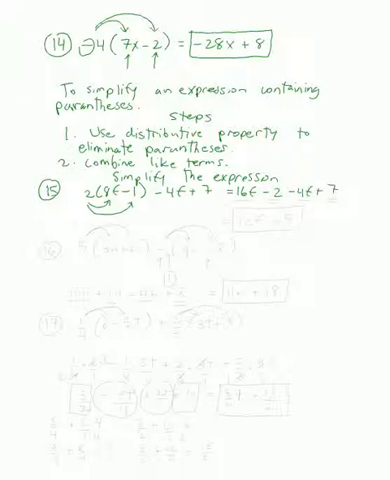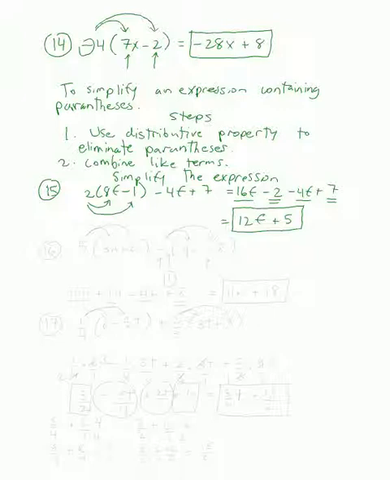Now I combine the like terms. I notice I have a 16f here and a negative 4f here. Those combine to give us 12f. And then I have a negative 2 and a positive 7. Those combine to give us positive 5. And that is all I can do because 12f and positive 5 are not like terms.